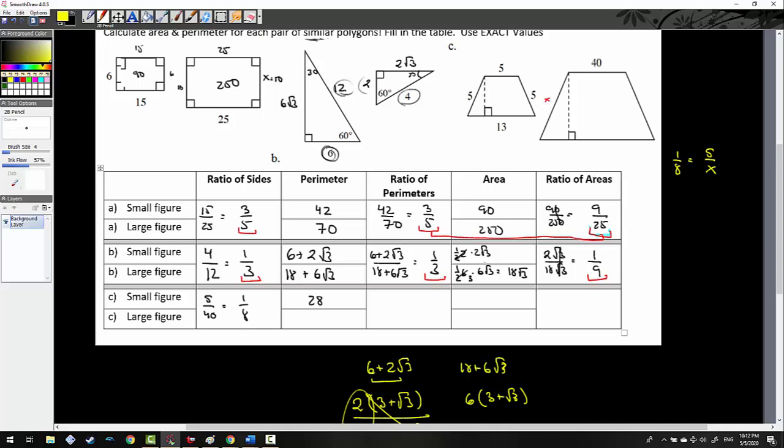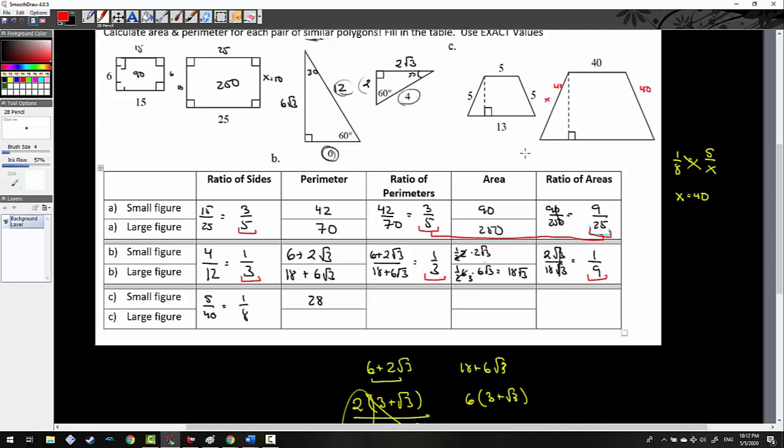All right, so from here, I'm going to go ahead and cross multiply. I get x equals 40. So that's what this guy is. He's 40. So I'm going to get 40 here, and it's a regular trapezoid, making him 40.